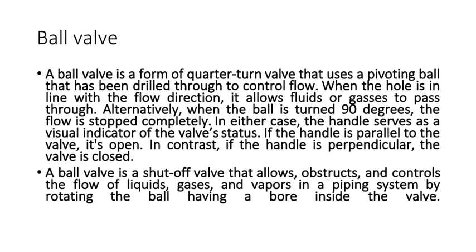A ball valve is a form of quarter-turn valve that uses a pivoting ball that has been drilled through to control flow. When the hole is in line with the flow direction, it allows fluids or gases to pass through. Alternatively, when the ball is turned 90 degrees, the flow is stopped completely. In either case, the handle serves as a visual indicator of the valve status. If the handle is parallel to the valve, it's open. In contrast, if the handle is perpendicular, the valve is closed. A ball valve is a shut-off valve that allows, obstructs, and controls the flow of liquids, gases, and vapors in a piping system by rotating the ball having a bore inside the valve.